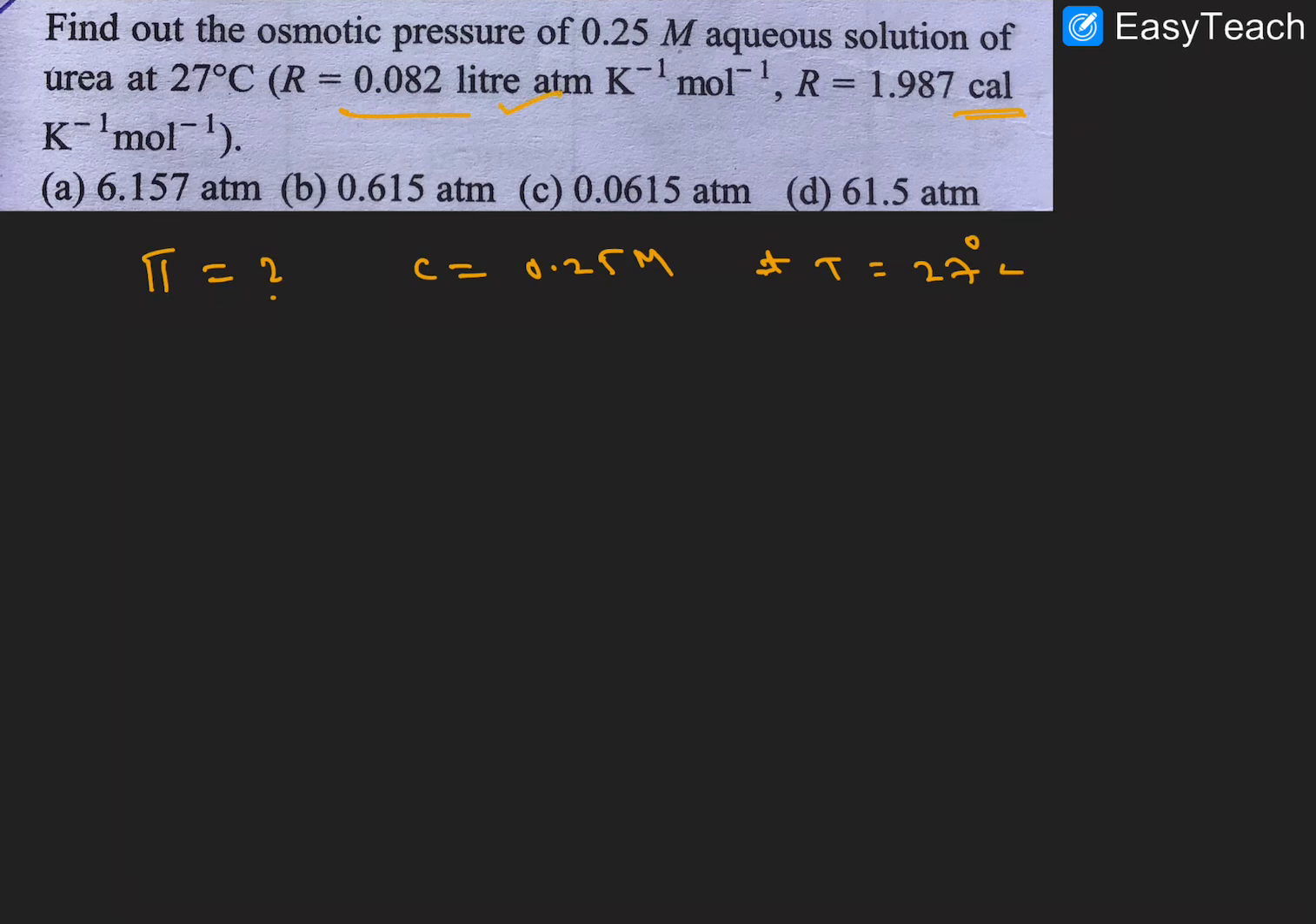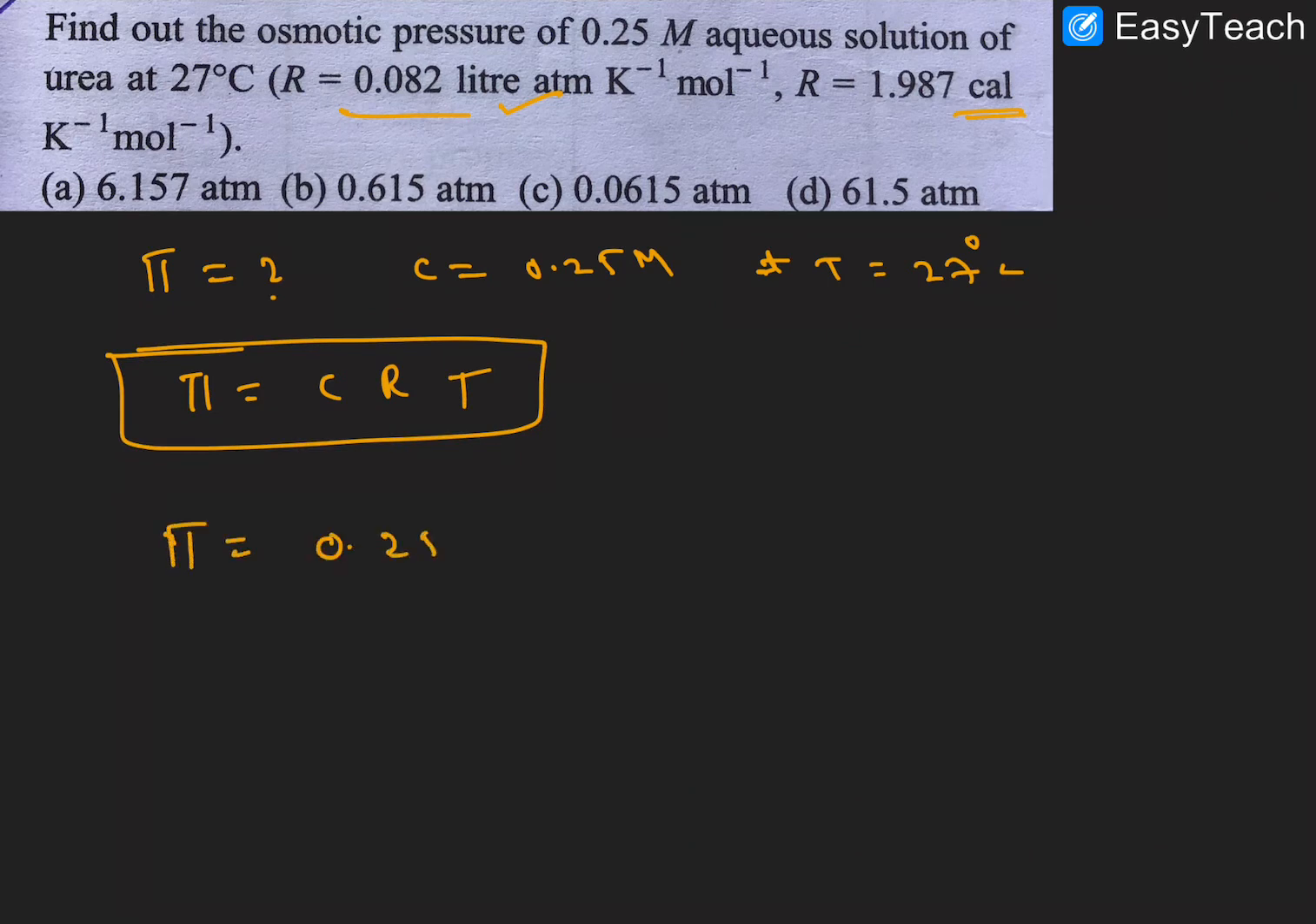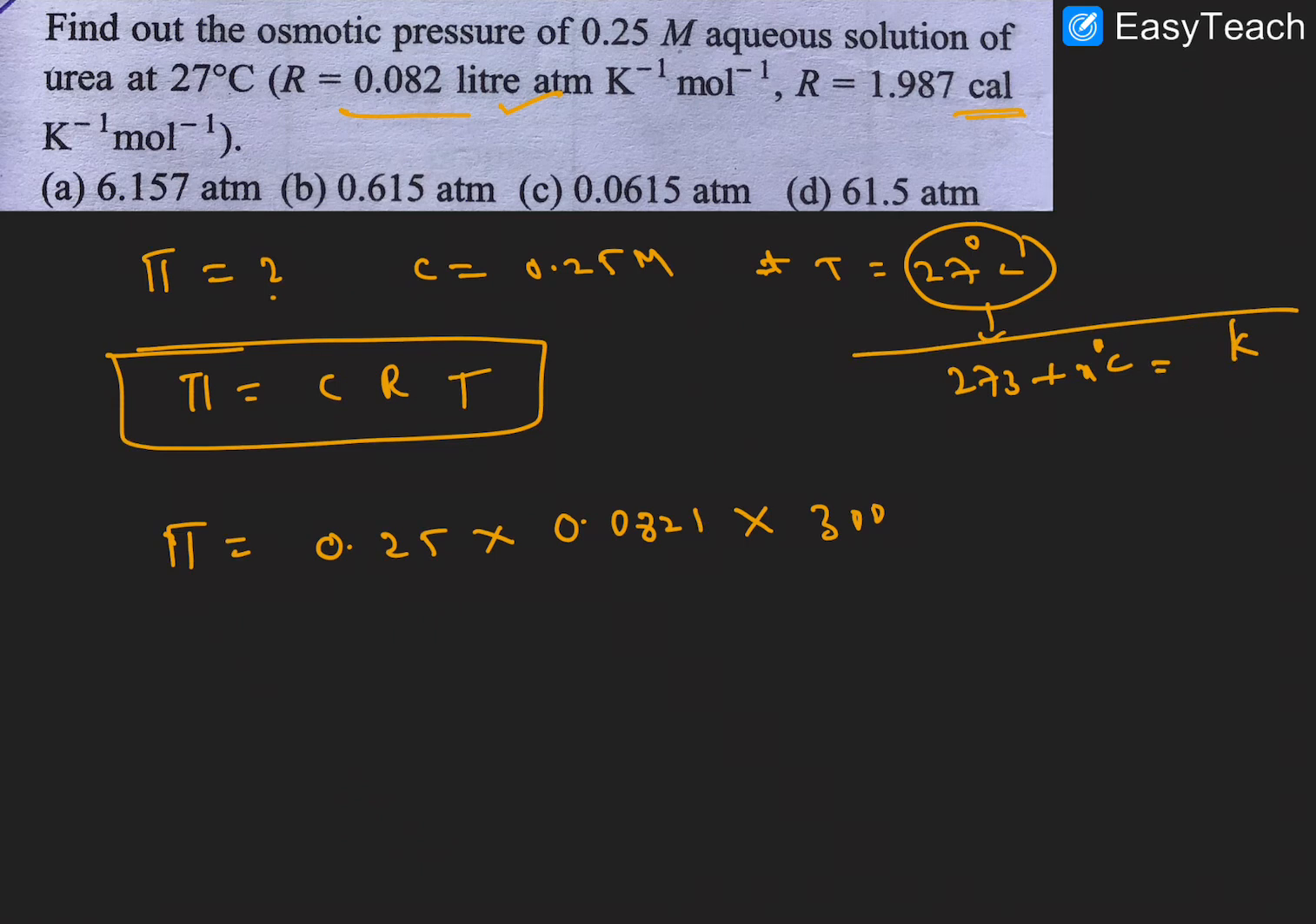What is the osmotic pressure formula? Pi equal to CRT, already derived in the theory video. Here pi equals the concentration 0.25 into the gas constant 0.0821 into the temperature, 300 Kelvin. The temperature we have to convert into Kelvin, since here they are giving centigrade. The conversion is 273 plus whatever is given in centigrade, and we will get the temperature in Kelvin.